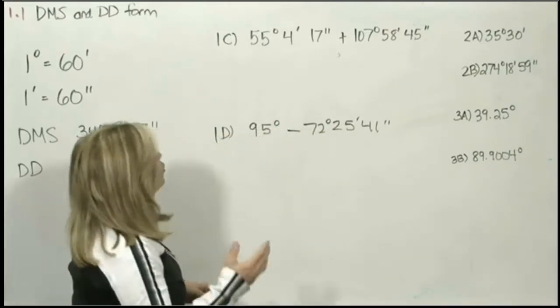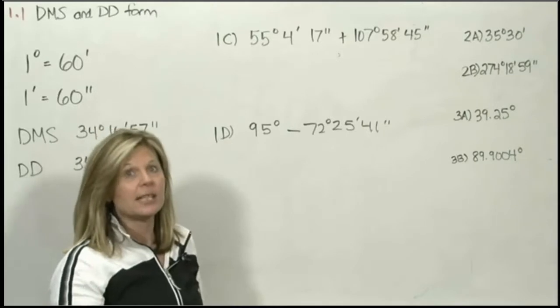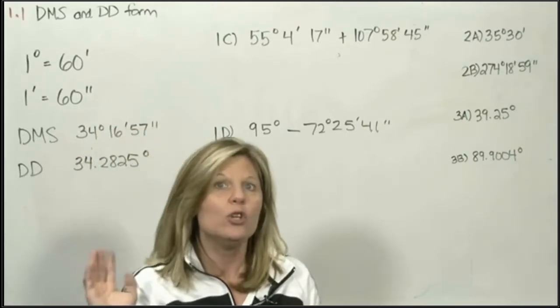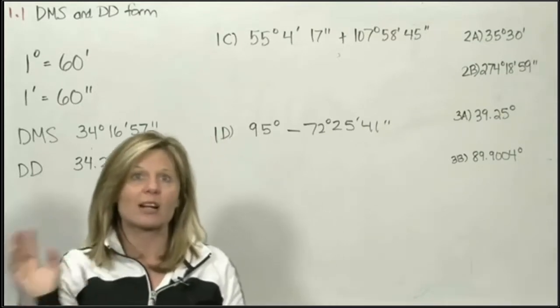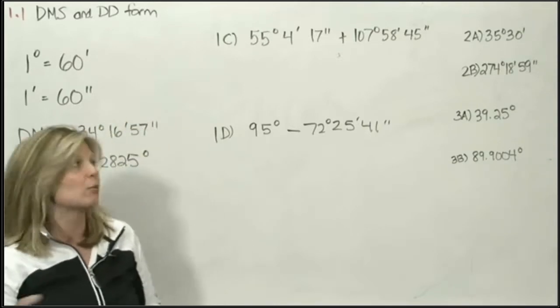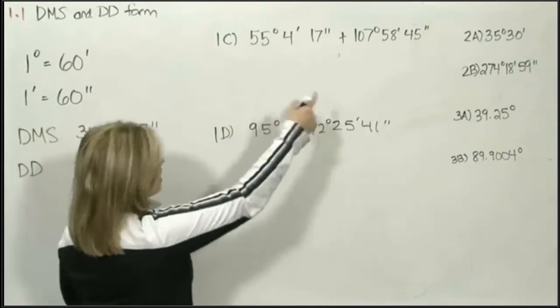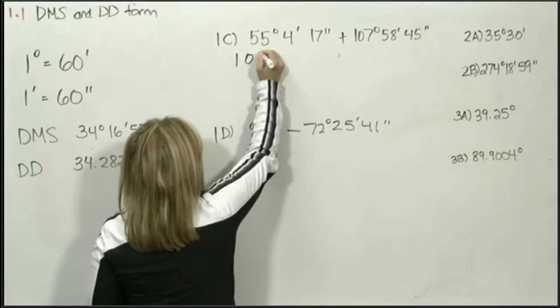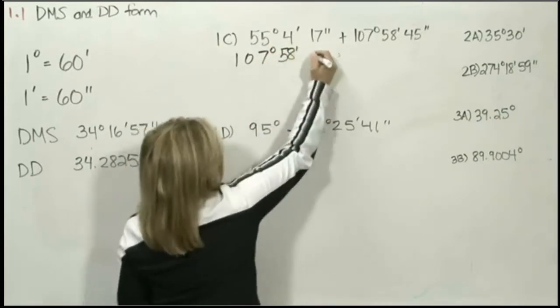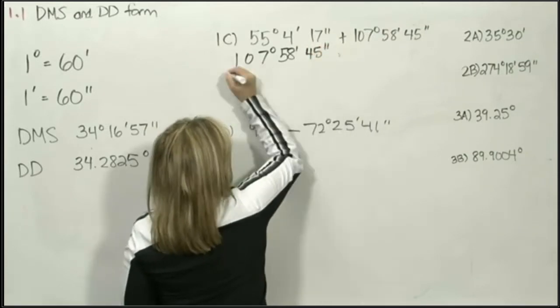So to add and subtract angles in DMS form is like adding and subtracting that you learned in 2nd grade. You can only add or subtract terms that are alike. You add degrees with degrees, minutes with minutes, and seconds with seconds. So the first thing I'm going to do is line this up vertically like 2nd grade. I'm going to put my degrees with my degrees, my minutes with my minutes, my seconds with my seconds.